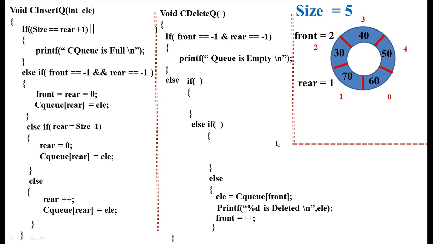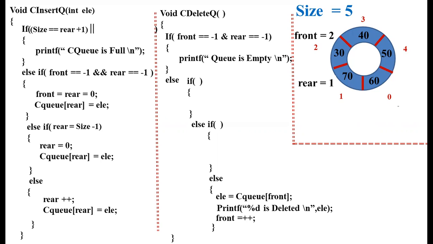Now if you notice, again the queue is full. But we said the queue is full when the size value is equal to rear plus 1. Here rear plus 1 is not equal to size, but still the queue is full. So even when that condition is false, the queue is full. So here we need to check one more condition. To check whether the queue is full or not, we need to go for the second condition.